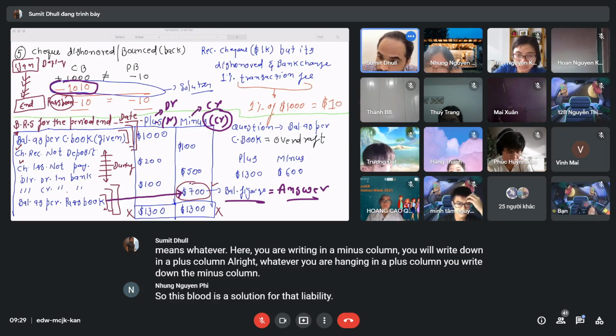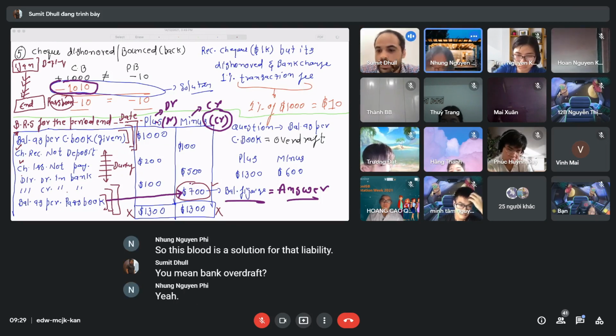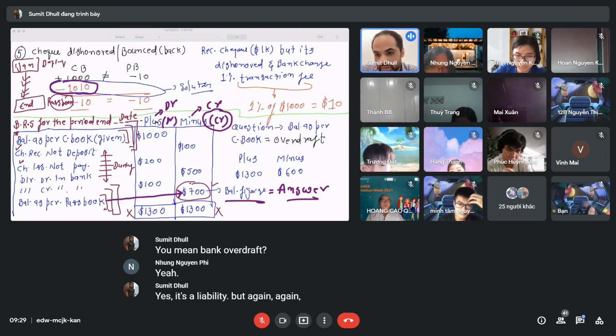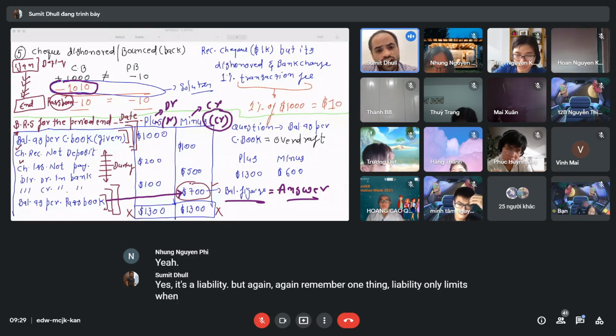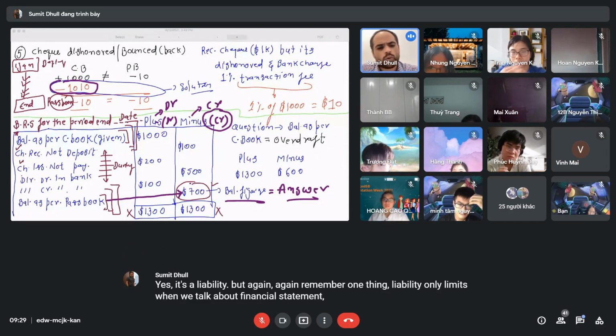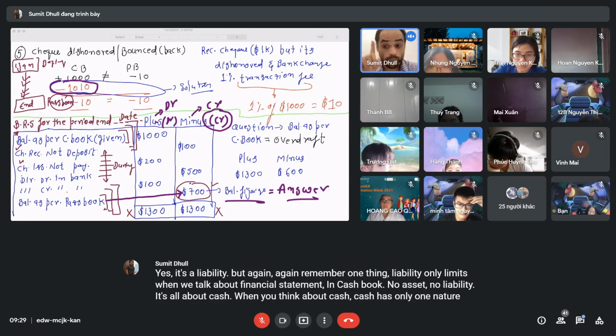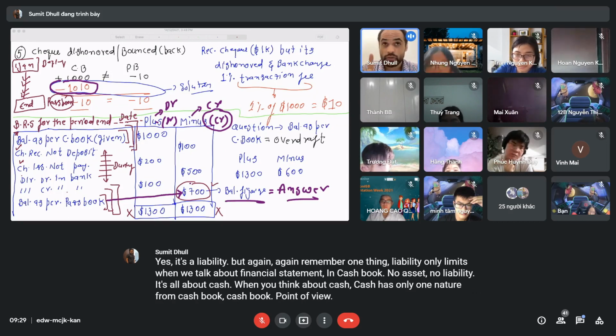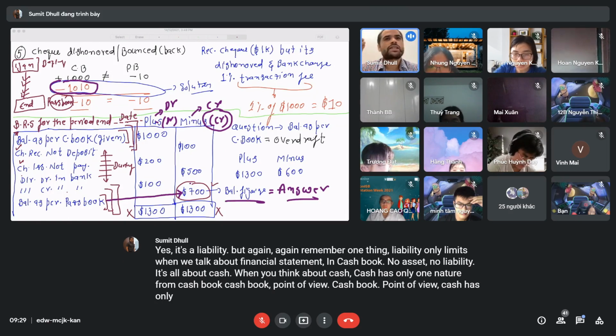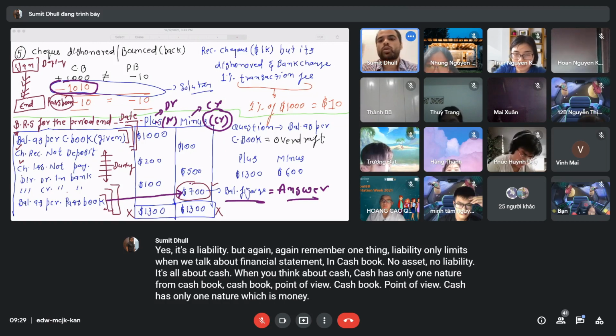You mean bank overdraft? Yes, it's a liability. But again, remember one thing: liability only matters when we talk about the financial statement. In the cash book, no asset, no liability. It's all about cash. From the cash book point of view, cash has only one nature, which is money. No asset, no liability. Cash only looks at cash.